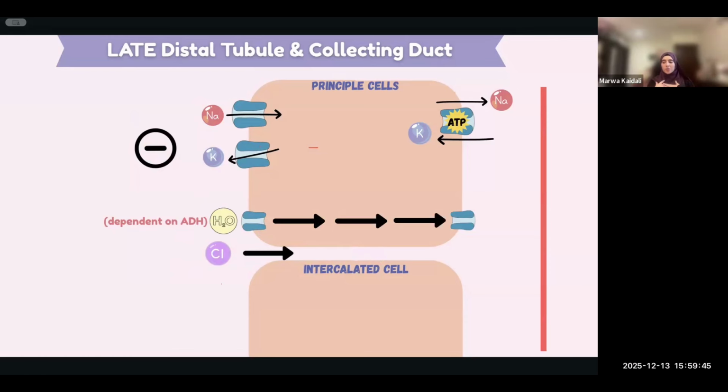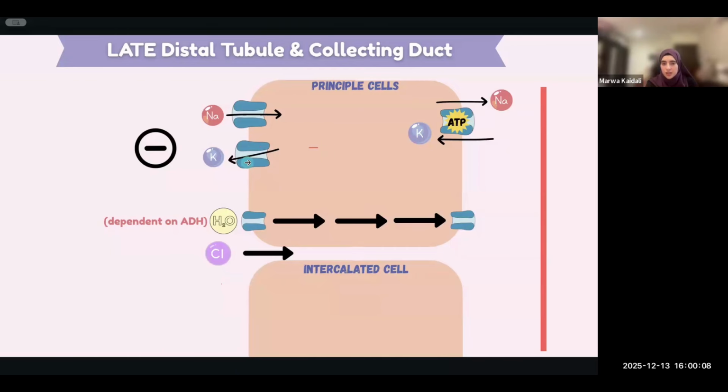So again, when I talk about the principal cells, I want you to remember these things: sodium chloride reabsorption, water reabsorption, depending on ADH, obviously, and potassium secretion. The main ones are sodium reabsorption and potassium secretion.